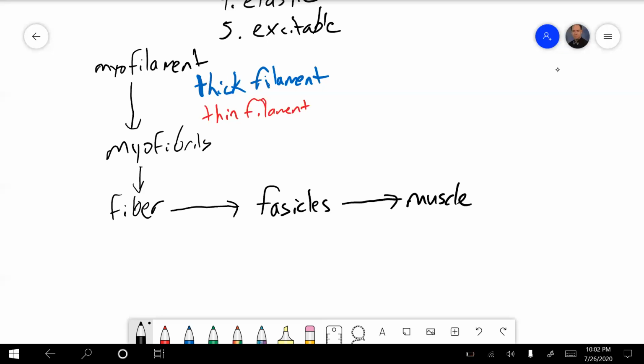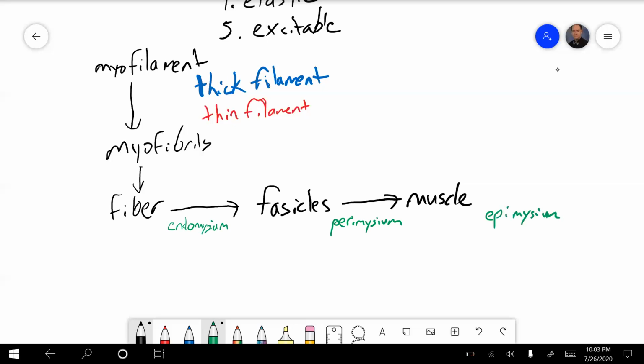In addition to these elements, there are connective tissue wrappings that separate them. Each muscle fiber, for instance, is surrounded by a connective tissue called the endomysium. The fascicles are surrounded by another tissue called the perimysium. And the muscle itself is surrounded by yet another connective tissue called the epimysium.